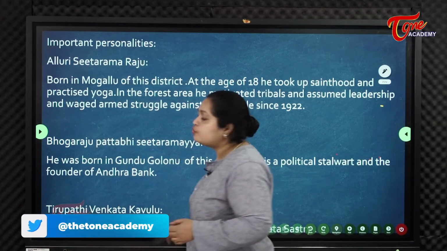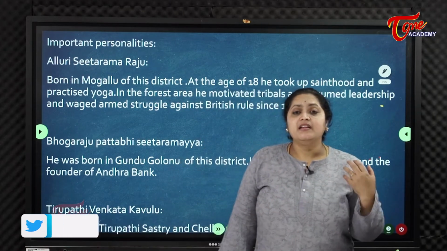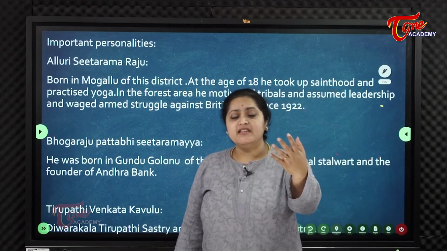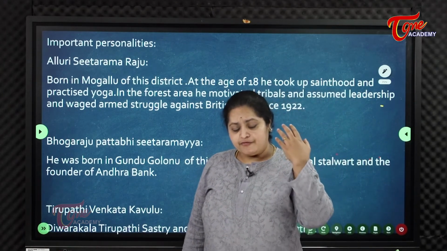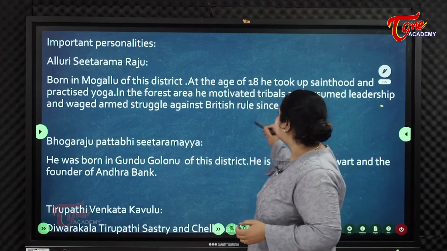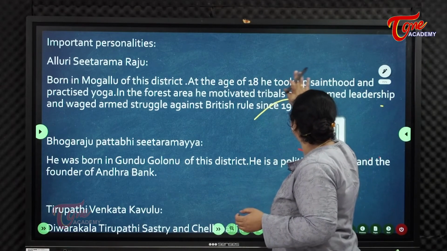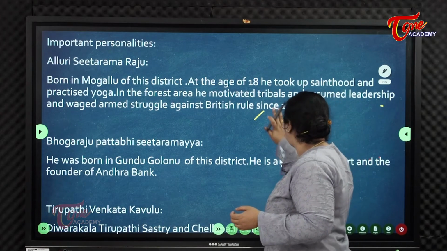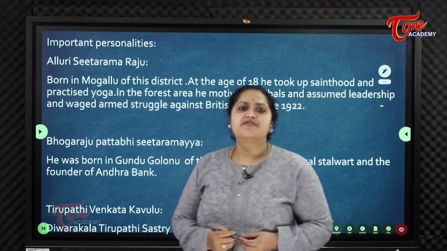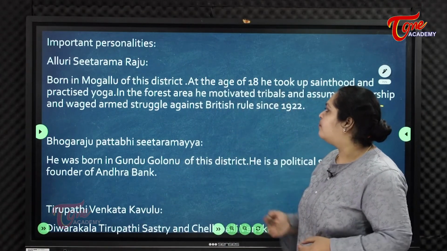He used to empower the tribals of these agency areas and wage war against British rule. He stood against the British and fought very valorously. But he was killed by General Rutherford. So, Alluri Sitaramaraju is a famous freedom fighter and revolutionary from West Godavari district, particularly from Mogallu.